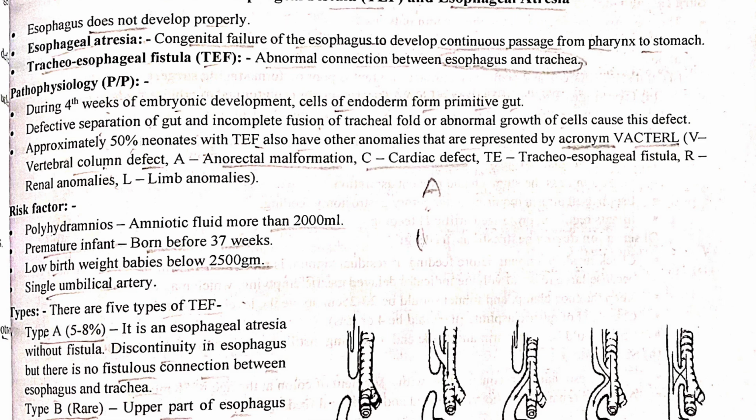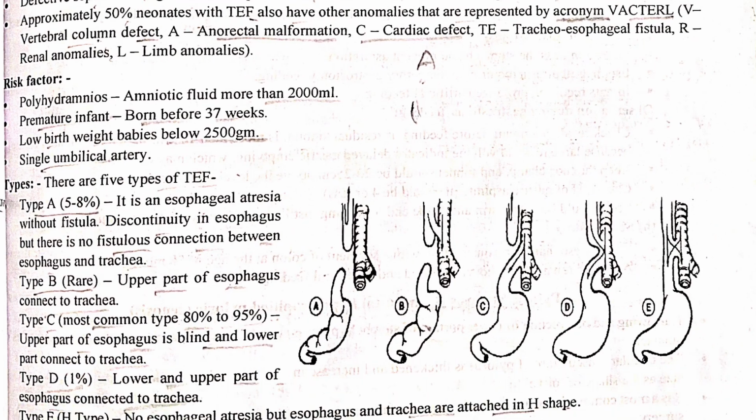Approximately 50% of neonates with TEF also have other abnormalities that are represented by the acronym VACTERL: V for vertebral column defect, A for anorectal malformation, C for cardiac defect, TE for tracheoesophageal fistula, R for renal anomalies, L for limb anomalies. Risk factors: polyhydramnios, in which amniotic fluid is more than 2000 ml, premature infant born before 37 weeks, low birth weight babies below 2500 grams, single umbilical artery.